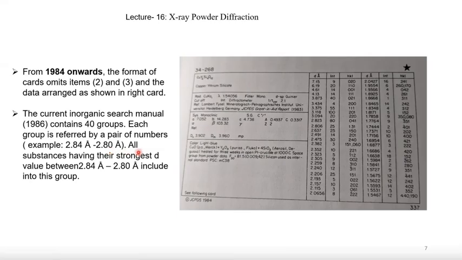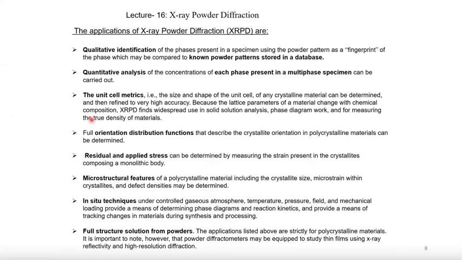What does it mean? That all substances having their strongest d value between these are included in this group. That is how we arrange them. That is a very valuable resource for analyzing powder patterns, unknown powder patterns. Okay, what applications do you have on X-ray powder pattern?